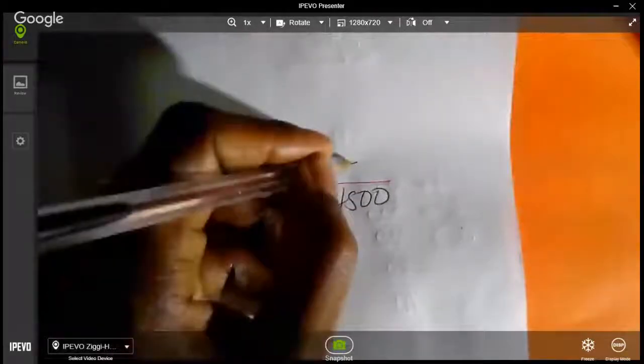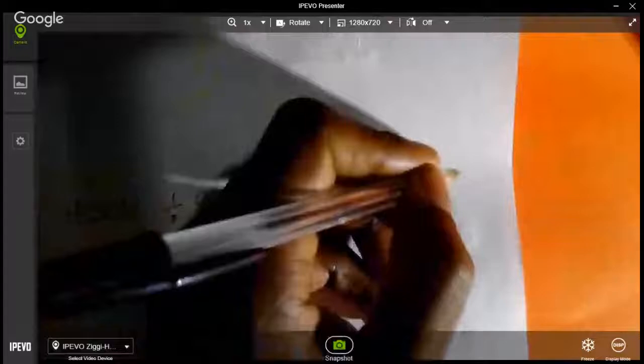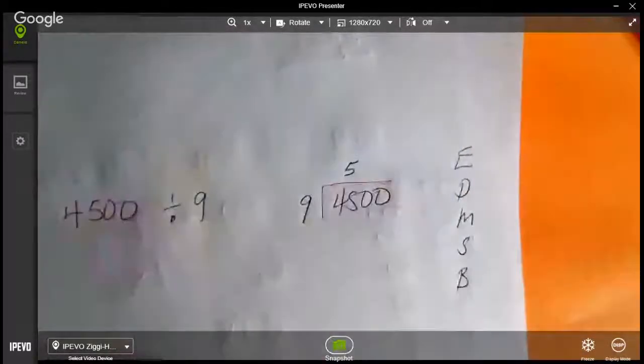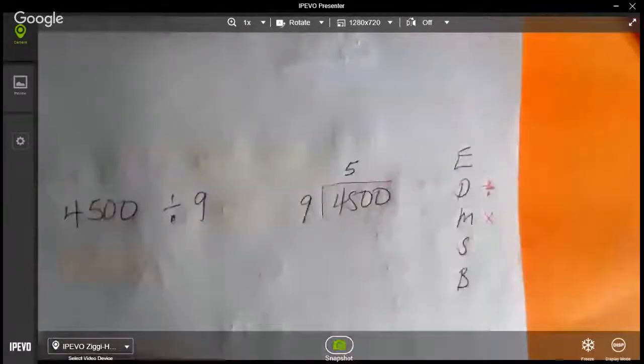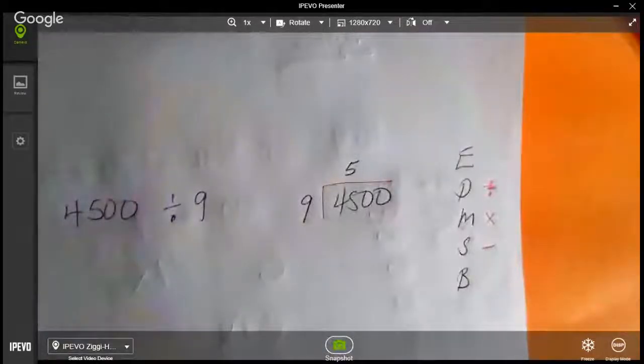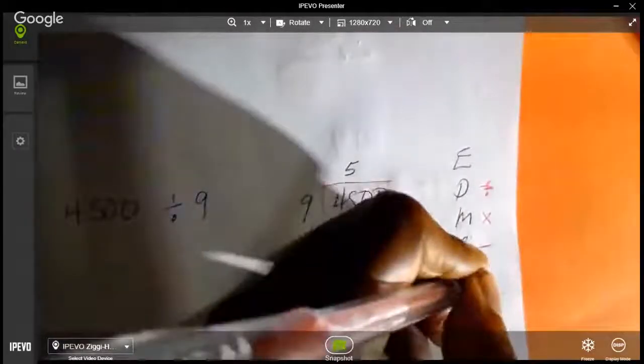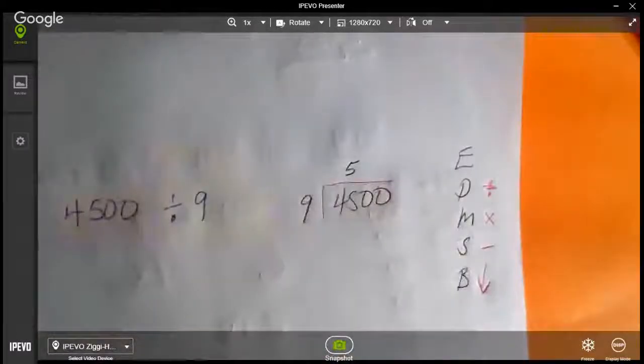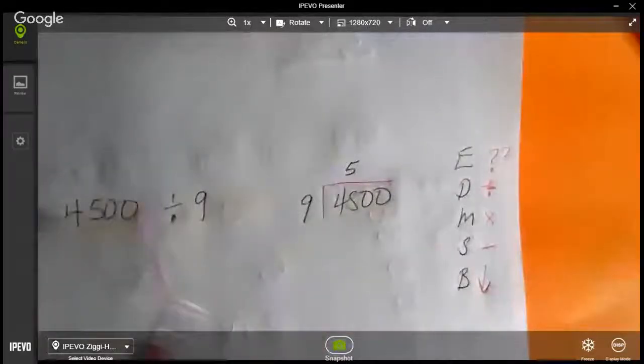Okay. So what do we need to remember when we're doing this? That every dog must swim back. What does the D mean again? Divide. And the M stands for what? Multiply. And the S for what? Subtract. And the B for what? Bring down. And the E is for what? Estimate. Okay, so we're going to take a guess.